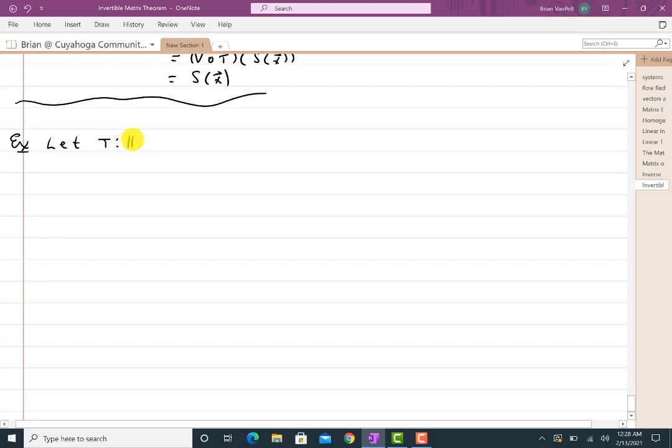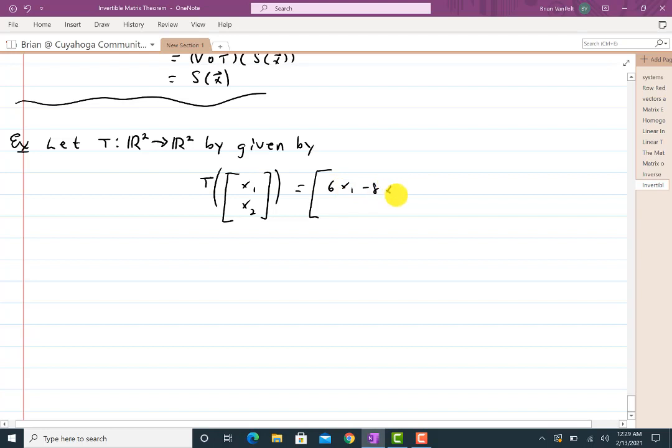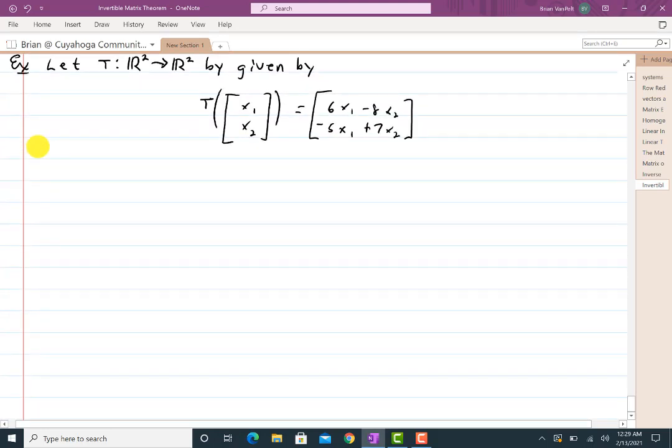Let T from R2 into R2 be given by T of (x1, x2) equals (6x1 minus 8x2, negative 5x1 plus 7x2). And so let me just do one more thing here. I'm going to write it in matrix notation, like that.